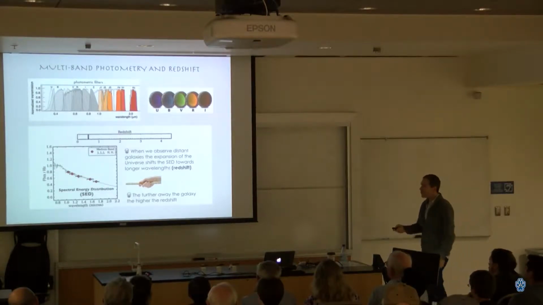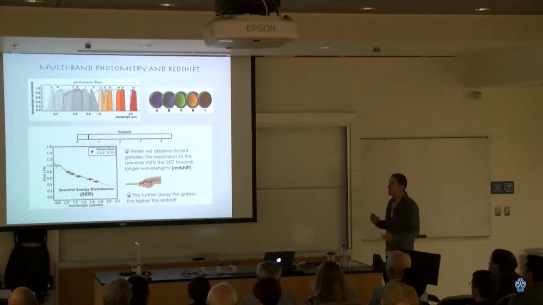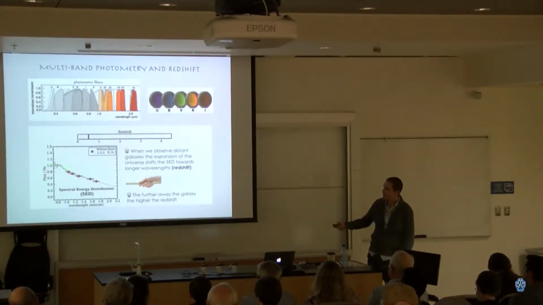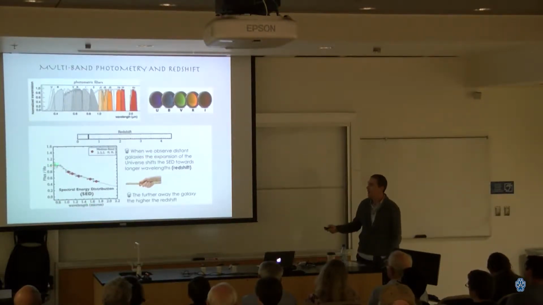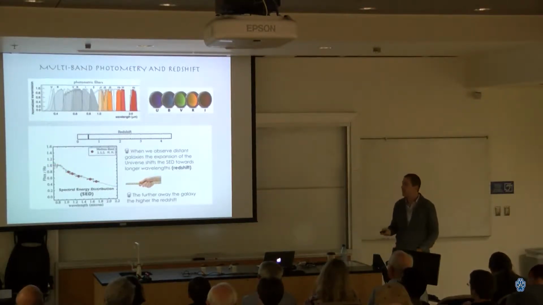Okay? So this gray line that you can see here is the spectral energy distribution, or SED, of a galaxy, and you can see from the gray line that if these are blue colors, short wavelengths, and these are red colors, long wavelengths, there's more light here than here. Okay, so this would be a bluish galaxy.